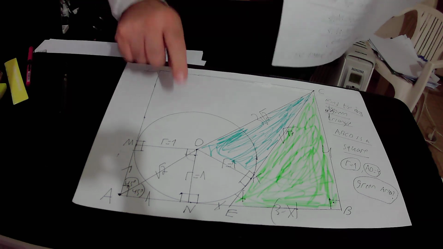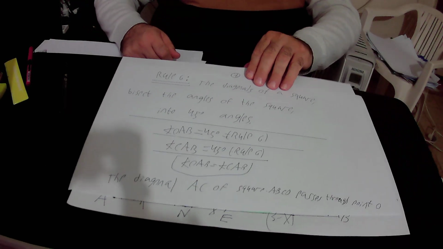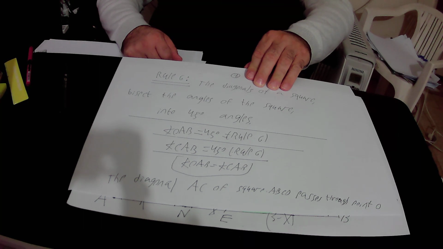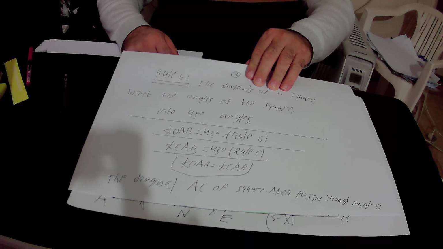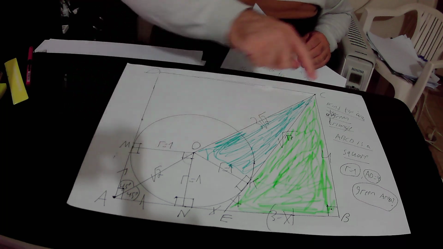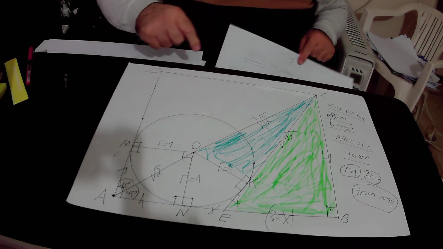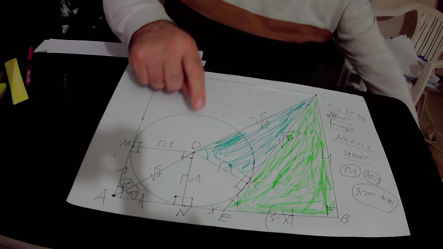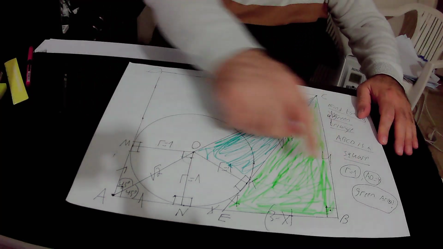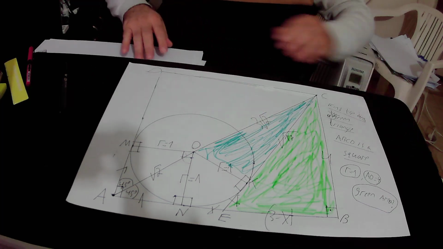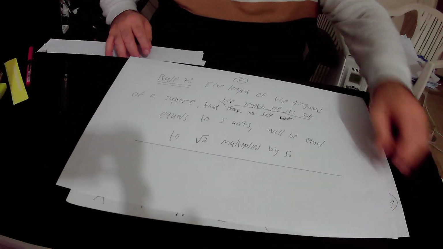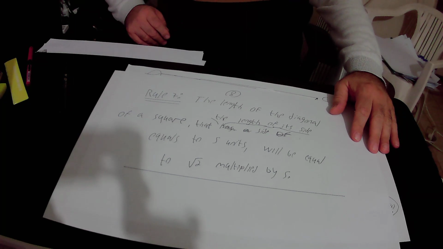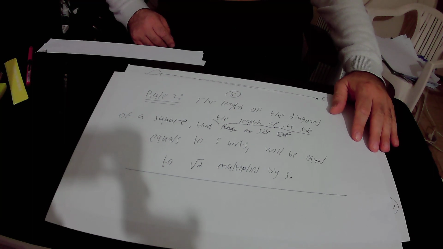And because those 2 angles are equal to each other, we will conclude that the diagonal AC of square ABCD passes through point O. Otherwise, angle CAB will never be equal to angle OAB. Okay, and then we have also rule number 7. According to rule number 7, the length of the diagonal of a square whose side length equals S units will be equal to square root of 2 multiplied by S.